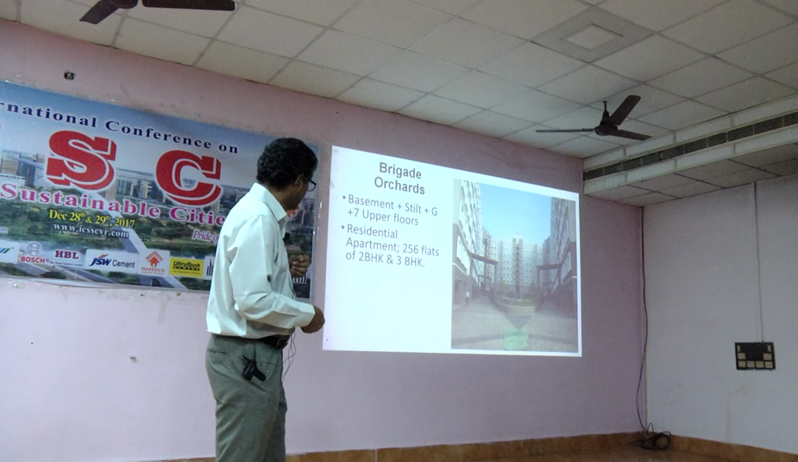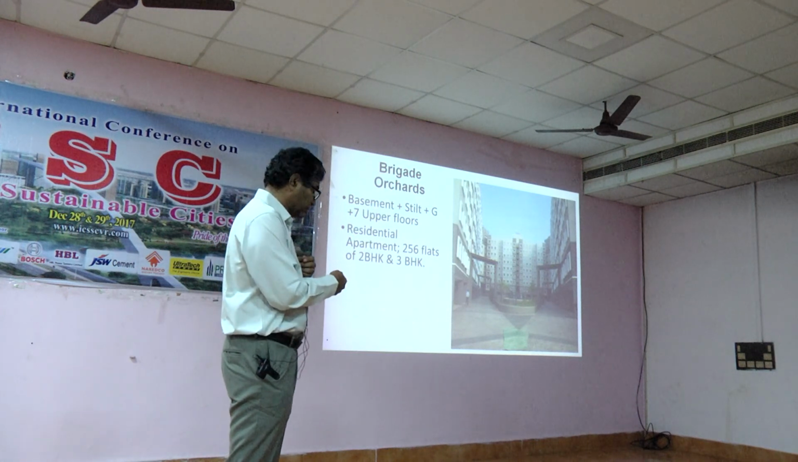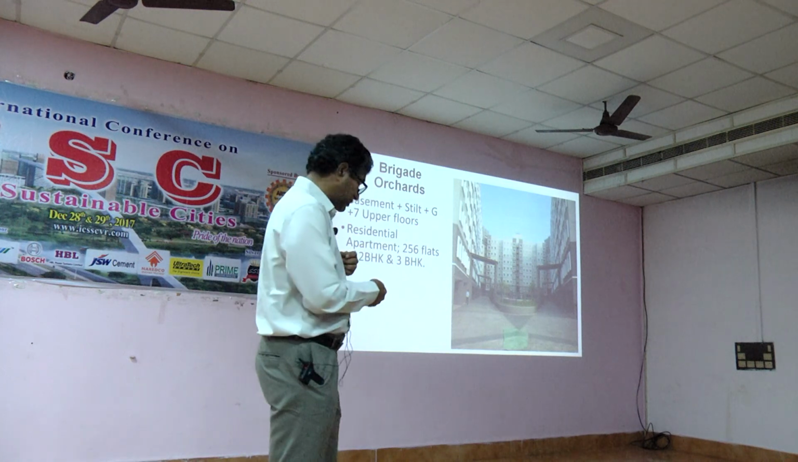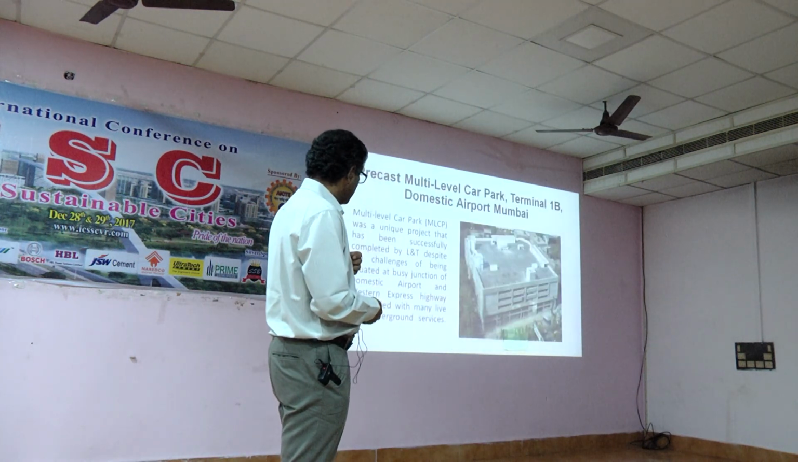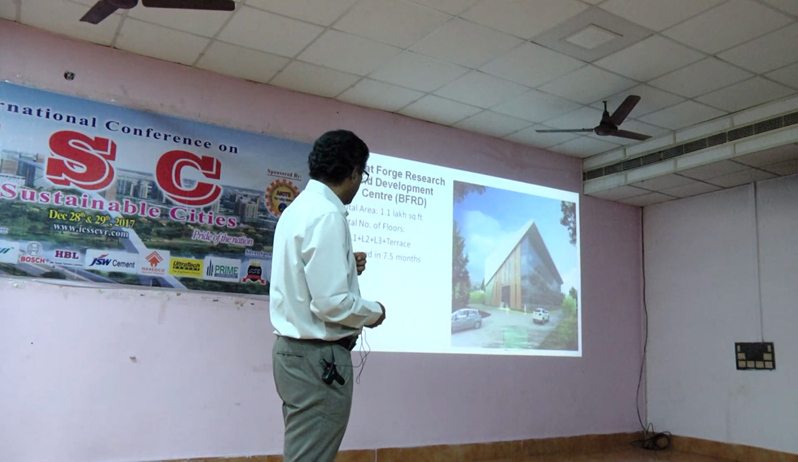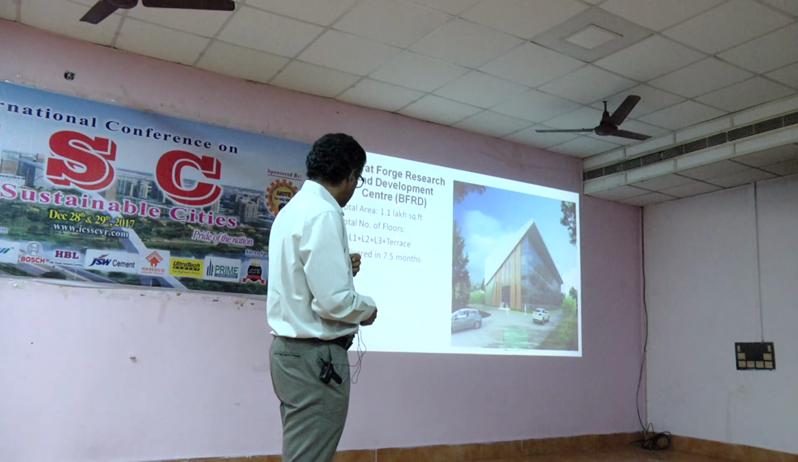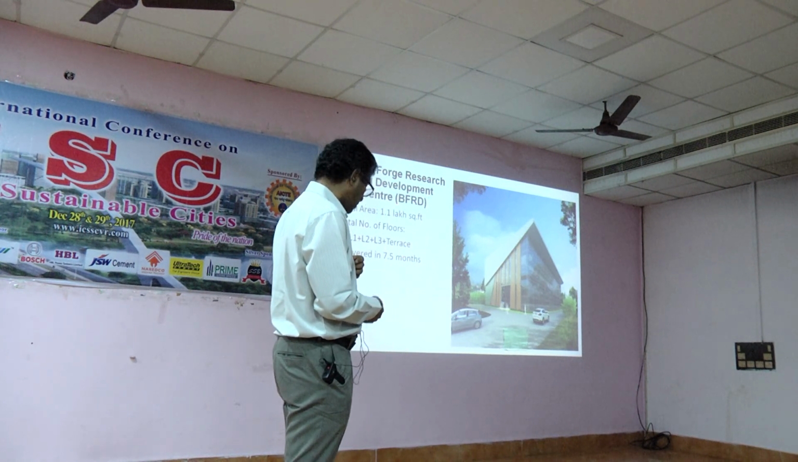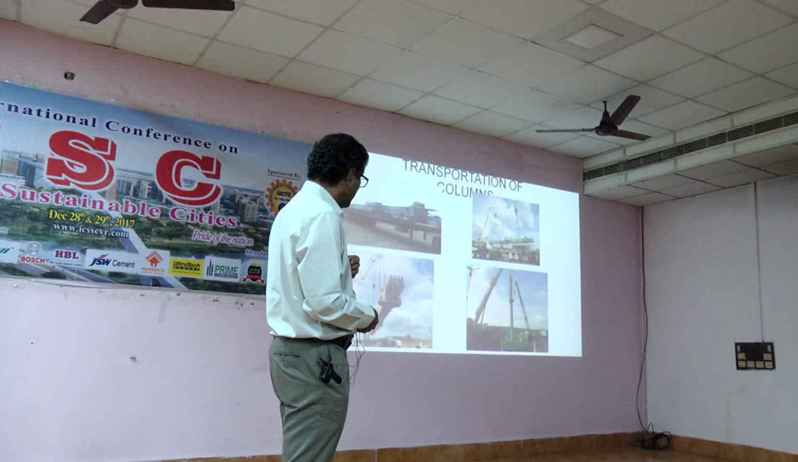Some of these buildings you can see, Brigade Arches, basement to sleepless floors. They are built totally with precast columns, beams, and then the wall panels. This is how the building looks like. Multi-level car park, Terminal 1B in Mumbai. And then this is 1.1 lakh SFT, one industrial building. They built it in about 7.5 months' time. That shows the speed that they are going to achieve.